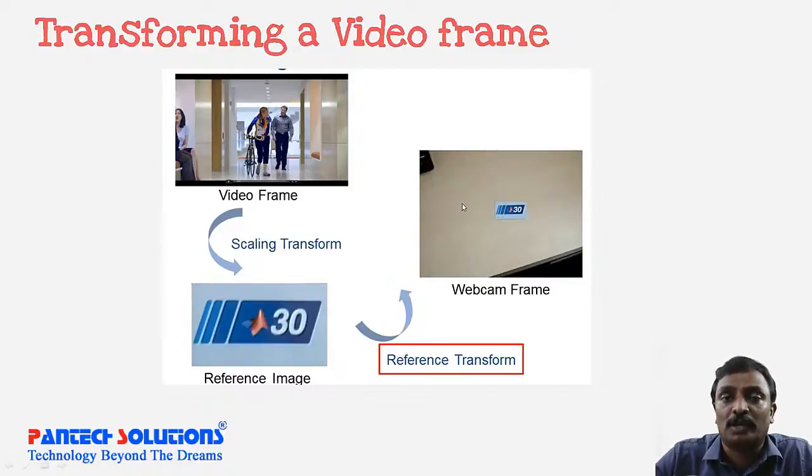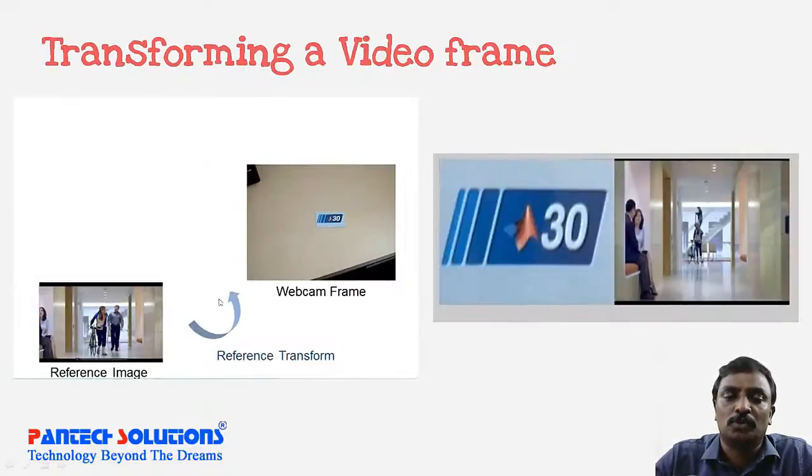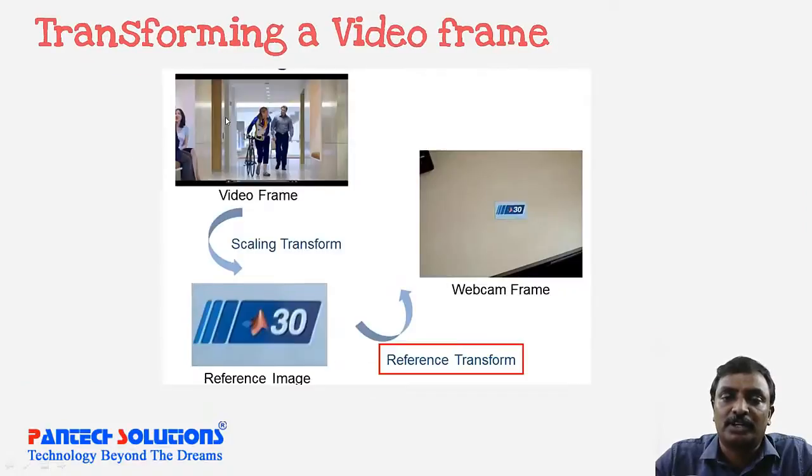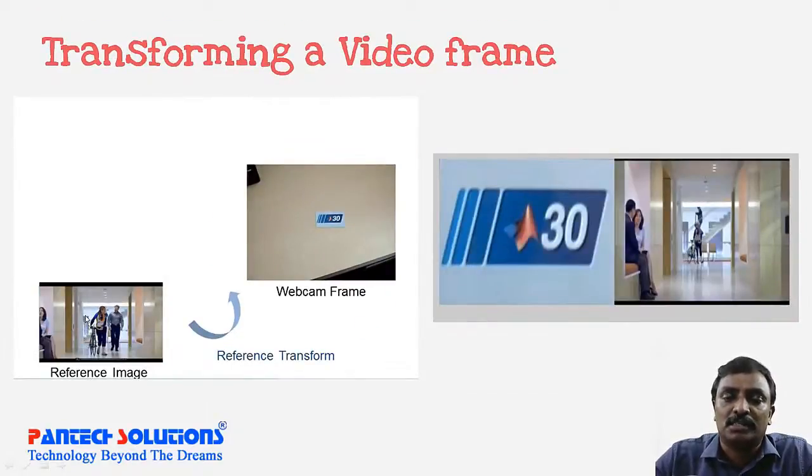The first thing you have to do is convert this video frame to the size of this reference image. That's the scaling transform. You have to use a scaling transform and resize the video frame, because this reference image has a size, and you have to convert this video frame to the size of the reference image. That is called the scaling transform. So first apply the scaling transform. Then this reference image has to be transformed back to the webcam frame.